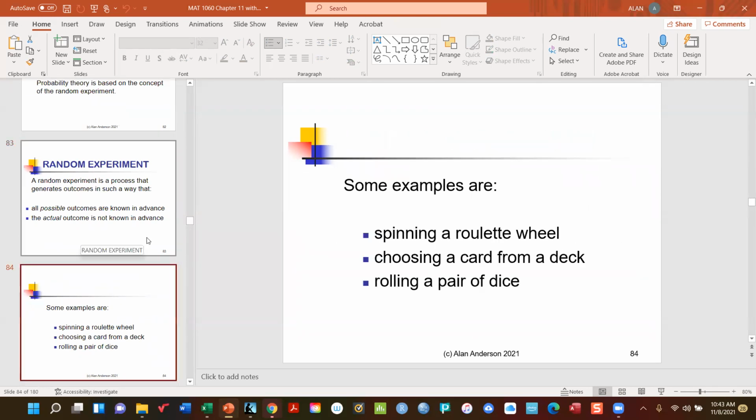So some simple examples of this are a spinning roulette wheel, which, by the way, if you've never seen one, has 38 numbers on the wheel, each of which is equally likely to turn up. Most of them are either red or black, but there's also 0 and 00, which are green. And the frequency of the numbers on the wheel determines how much you can win by betting on those numbers in a casino.